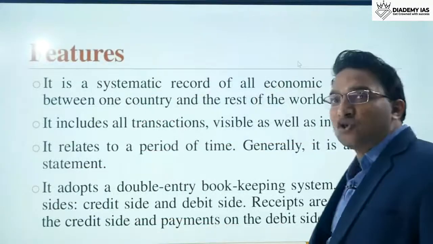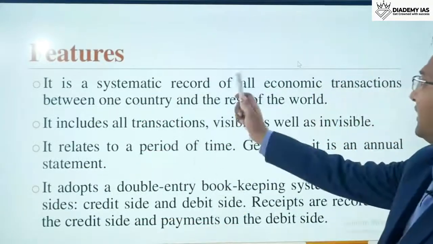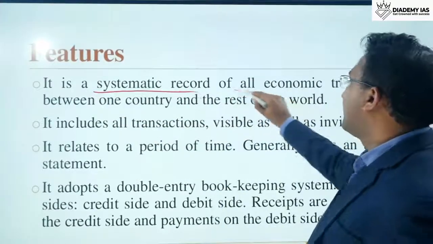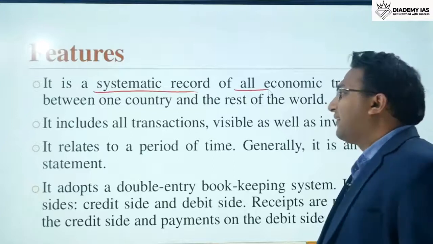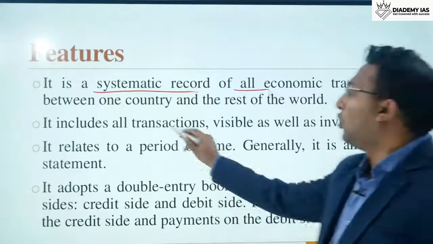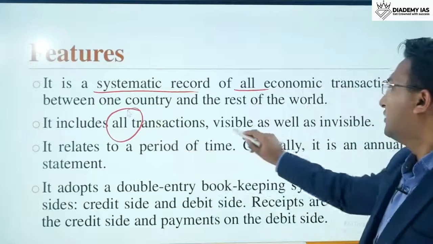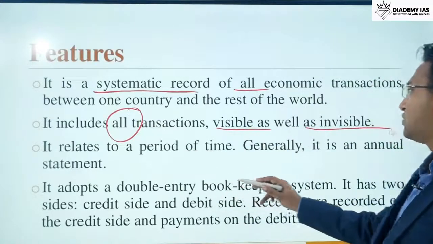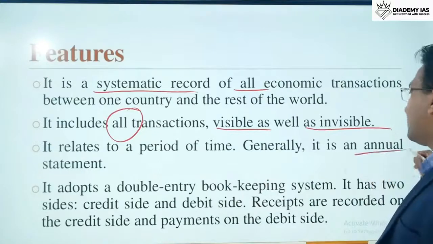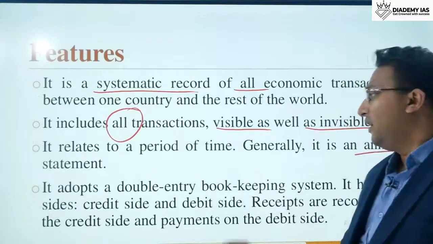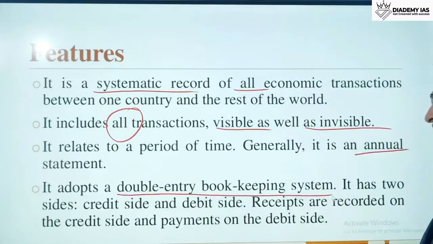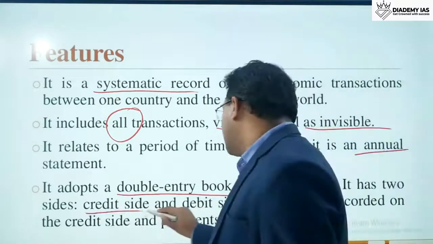Next, what are the important features of balance of payment? First of all, it is a systematic record of all economic transactions between one country and the rest of the world. It includes all transactions, visible as well as invisible. It relates to a period of time, generally on an annual basis. It adopts the double entry bookkeeping system. It has two sides, credit side and debit side.